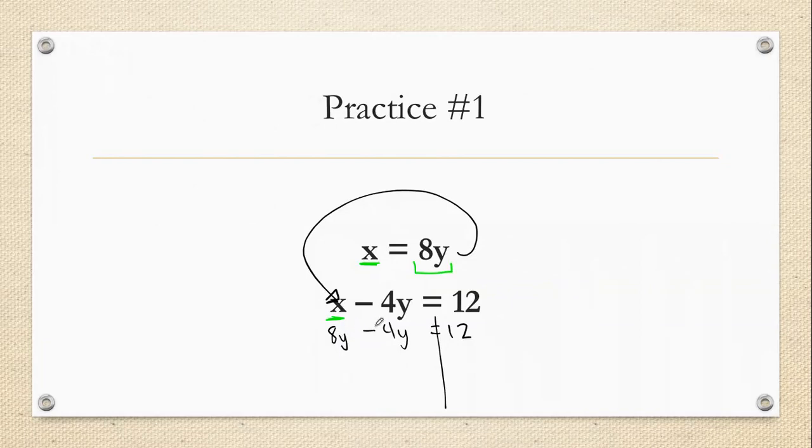So 8y minus 4y, are those like terms? Yeah. So I can combine those. 8y minus 4y is 4y. So first, I would always combine my like terms if I have any. So 8y minus 4y is 4y. So 4y equals 12. Then what? I'm going to divide by 4. That'll give me y equals 3.